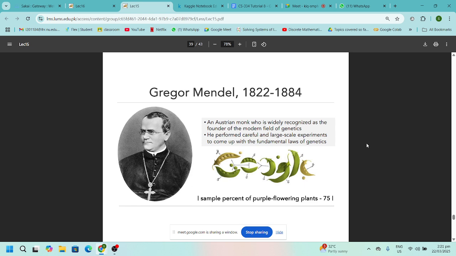Now, he experimented with pea flowers, where either these plants could have purple flowers or they could have white flowers. Mendel's model of pea flowers proposed that there is a 75% or a 3/4th chance of having purple flowers and a 1/4th or 25% chance of having white flowers. For this, he conducted a study.